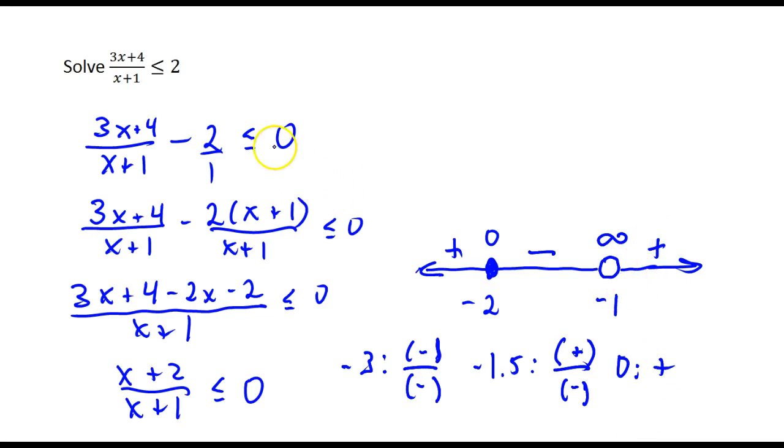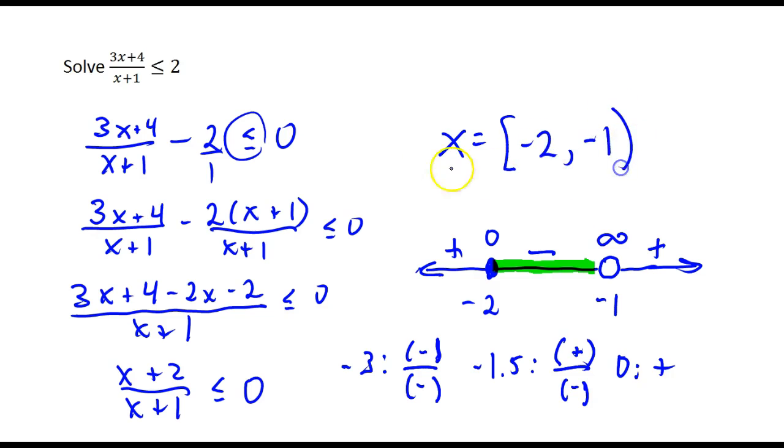Okay, so we want all the values that make the thing less than or equal to 0. So we're going to shade in from -2 to -1. So our answer is x equals, close brackets, -2 to -1 parentheses.